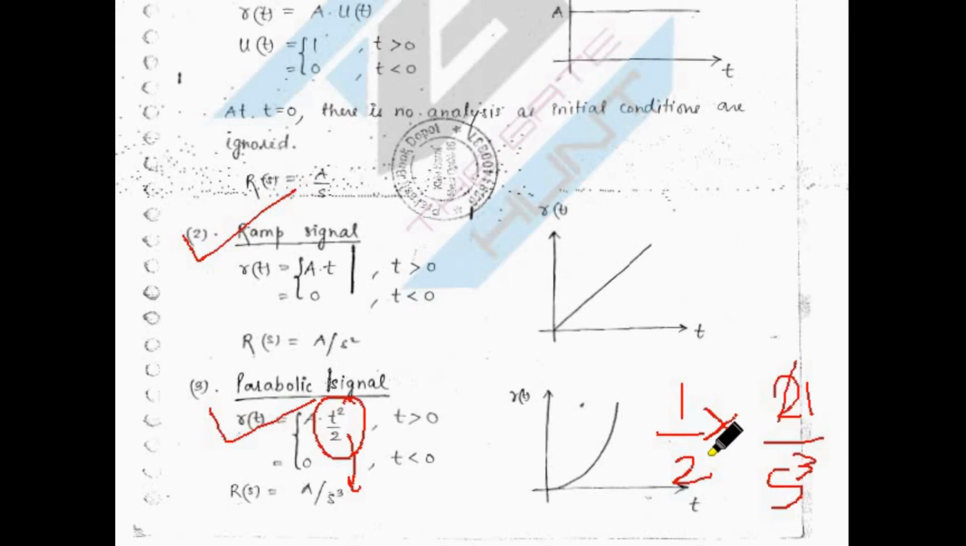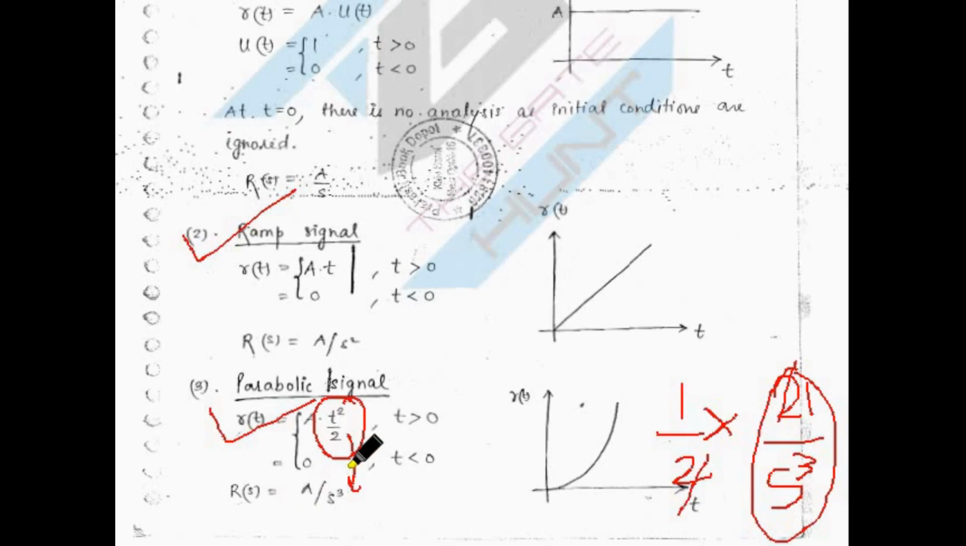Simply, whatever I told in the case of the ramp signal, that means t to the power n is equal to n factorial divided by s to the power n plus 1. In this case n is 2, so 1 by 2 into 2 factorial divided by s cube. So these 2 and these 2 get cancelled out, that's why only 1 by s cube remains, and we multiply that 1 by s cube with our magnitude, that is a.